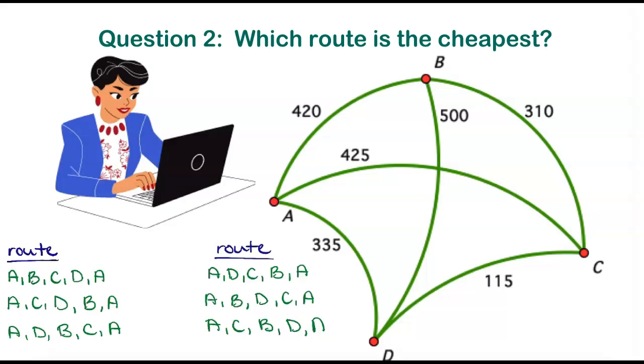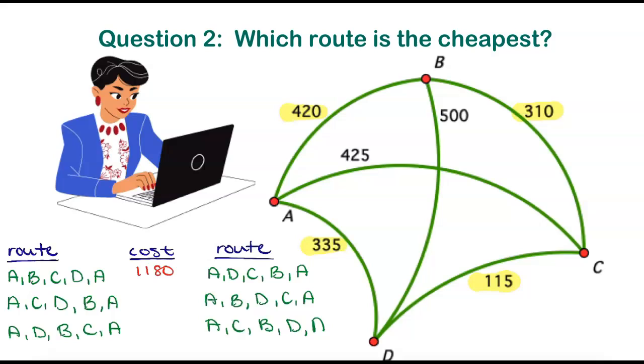If Chantal takes this first route, she'll first travel from A to B, which costs $420. Then from B to C, she'll have the cost of $310. Flying from C to D will cost $115, and finally returning home will be $335. This brings the total cost of this route to $1,180. Notice that that's the same exact cost as if she took the same route but in reverse. That's the reverse route listed in the second column.